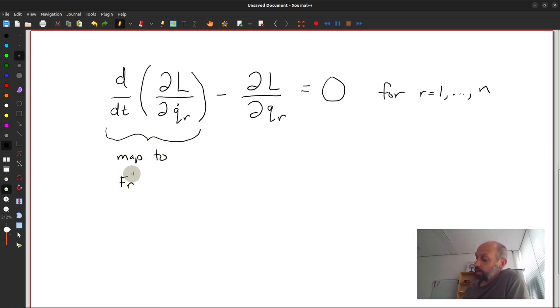But the key thing is that here, to connect back to what we've done, these map to Kane's F_r star, right? So you'll see that we'll take the time derivative of these q_r dots. We'll get q_r double dots. We'll have the accelerations in the equation there. And then this term maps to the F_r that we've already developed, but only the conservative parts.